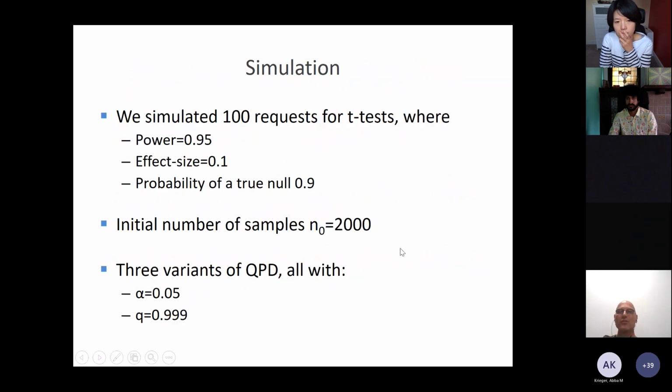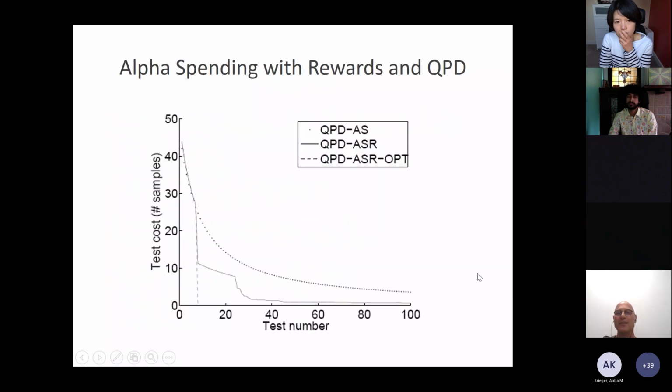So let me just show you some simulation. This is a similar simulation to what we had before, and that dotted line is what we saw before, the alpha spending curve. The setting is slightly different, but qualitatively the curve looks the same. And these are two variants of alpha spending with rewards for controlling MFDR. We have multiple variants because we can decide how much to pull out of our pool for every test. If we pull a lot and we're lucky, we reject and get big rewards, and our pool fills back up. If we're unlucky, then pulling a lot can come back to haunt us later.